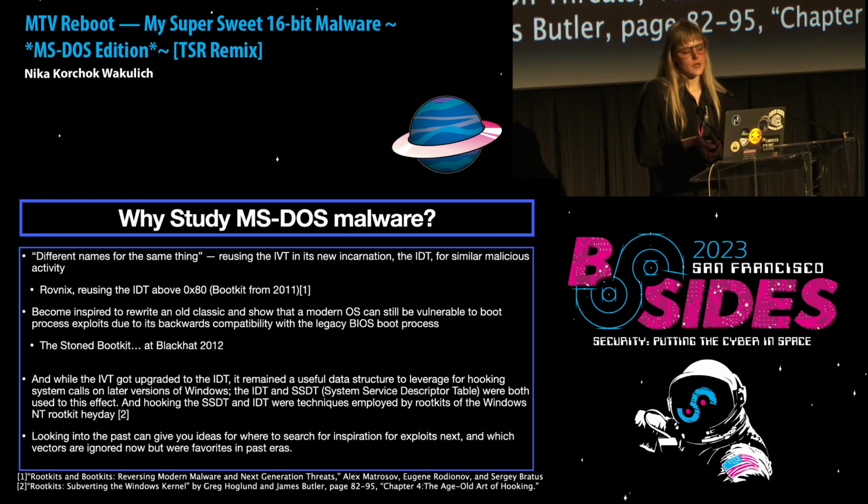So while the IVT got upgraded to the IDT, it remained a useful data structure. And you could hook system calls on later versions of Windows via the IDT in similar ways that you could do it with the IVT. And the IDT and the SSDT, the System Service Descriptor Table, were both used to this effect. So you could hook the SSDT and the IDT in similar ways that you could hook the IVT in earlier viruses.